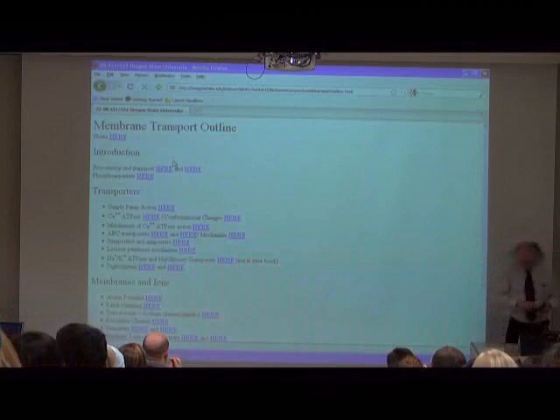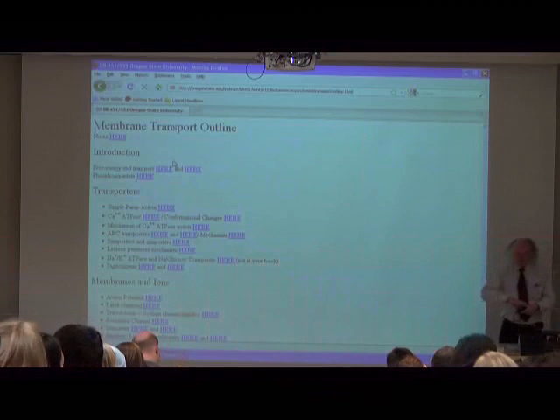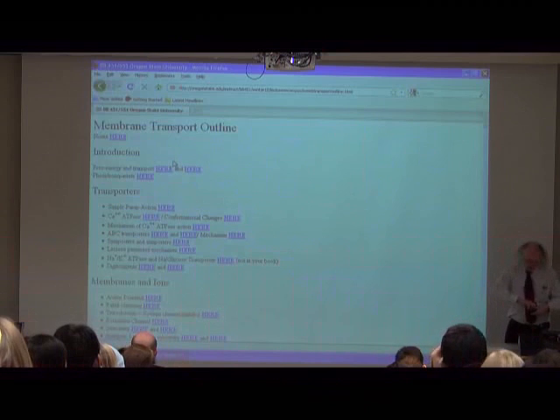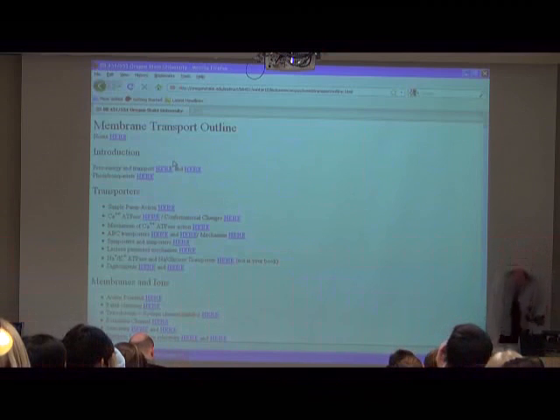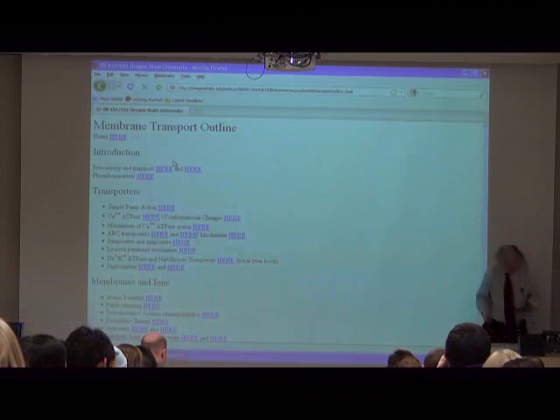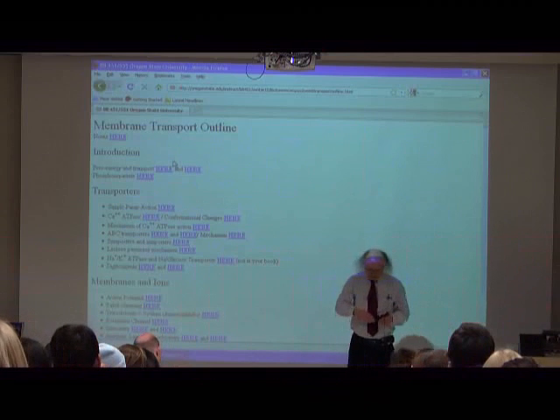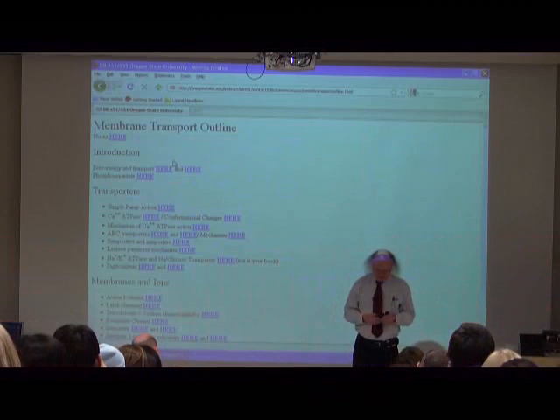Okay, so passive mechanisms, and there are numerous examples. I'll give you one real quickly. One example of a passive mechanism is a mechanism that's found in blood cells. Blood cells have in their membranes a protein.